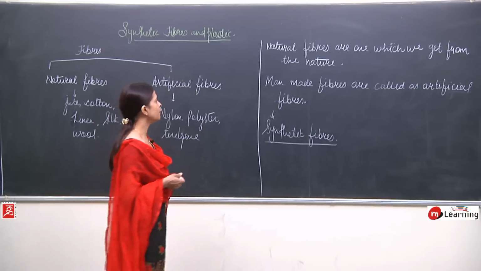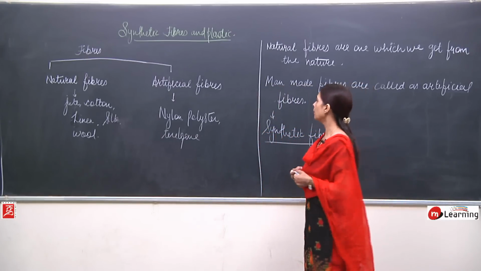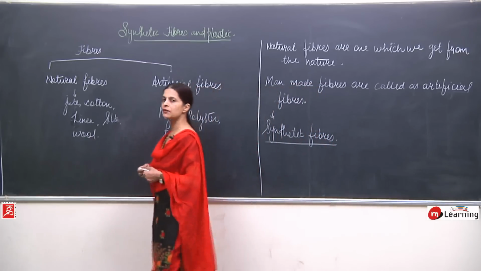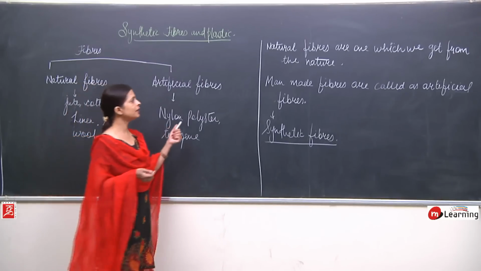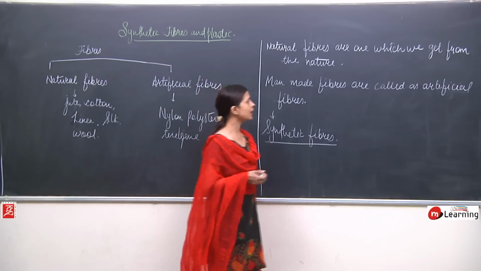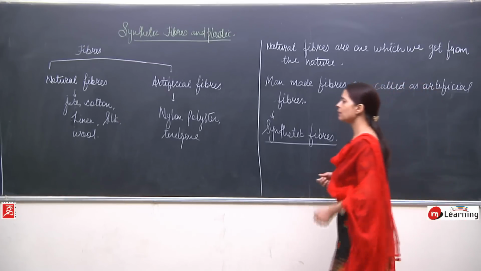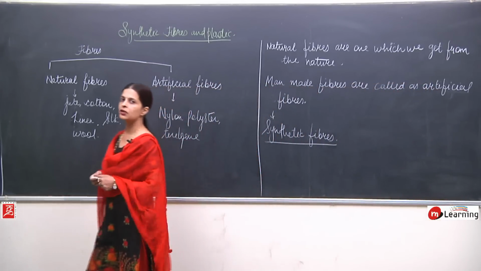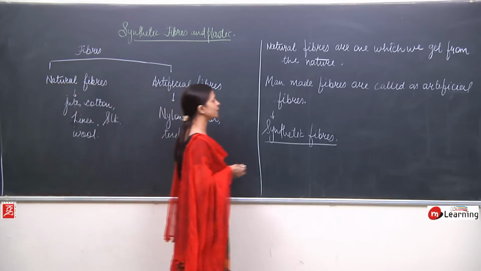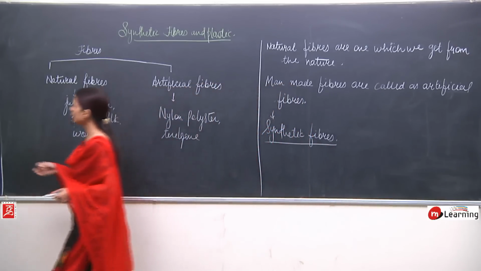So, here we have discussed how the fibers can be divided. Fibers can be divided into natural and artificial. Natural fibers are the fibers which we get from nature, and the artificial are the ones made by human beings. Artificial fiber can also be known as man-made fibers or synthetic fibers, and there are certain fibers which are made by the mixture of natural and artificial fibers. I am using this word fiber many times. But if I want to define fiber, how can we define fiber?